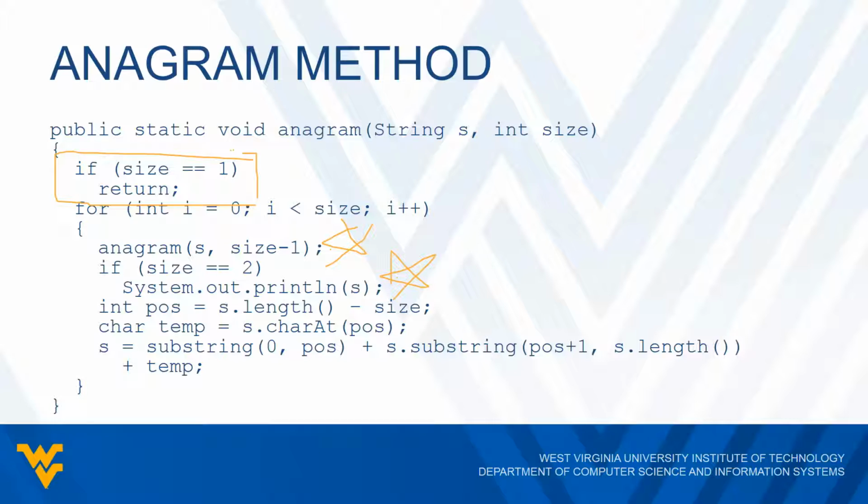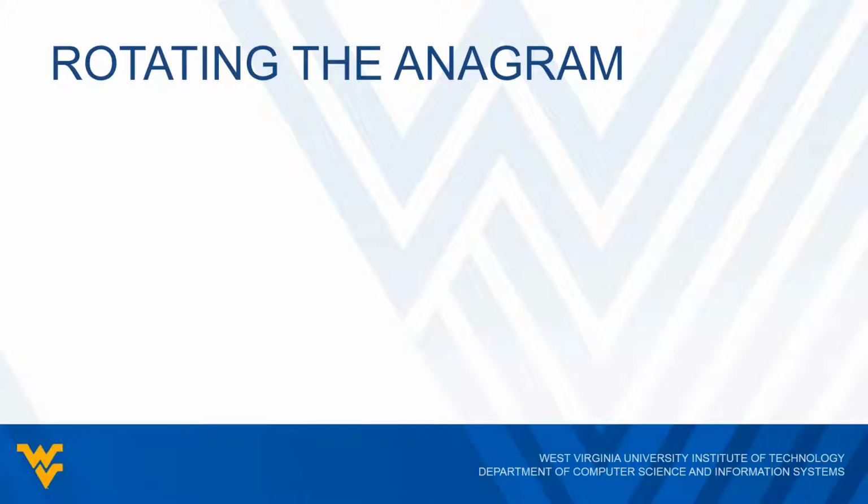And then the rest of this code right here, where we get the position based on the length minus size, we extract a character, which is going to be some position, and then the last line does this rearrangement. This whole part right here takes care of rotating our string. Now, I do want to take a little bit of time to explain how we do this rotation in a little bit more detail, because I showed you a couple lines of code and said, okay, this takes care of rotating it, but how does this actually work?